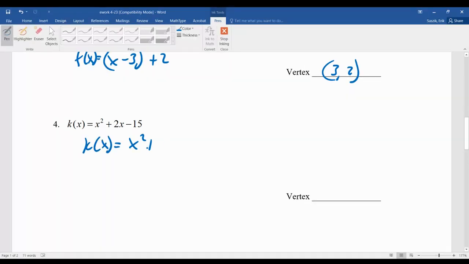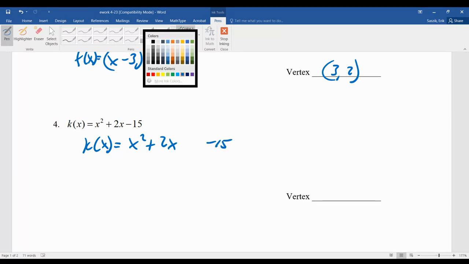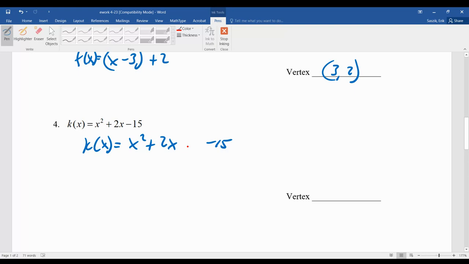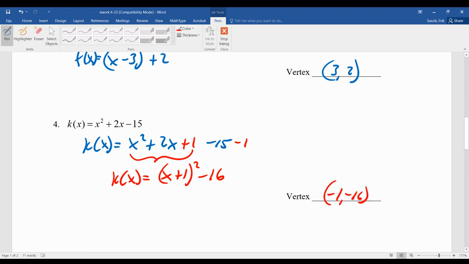And we're almost done with this front side here, aren't we? Leave a little space. Half of this is 1. I square it, I still get 1. So I get a vertex right here. Okay.